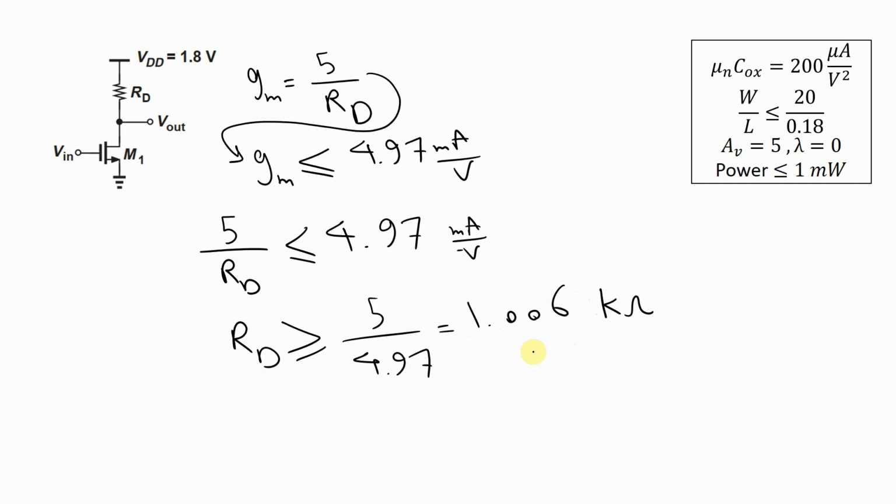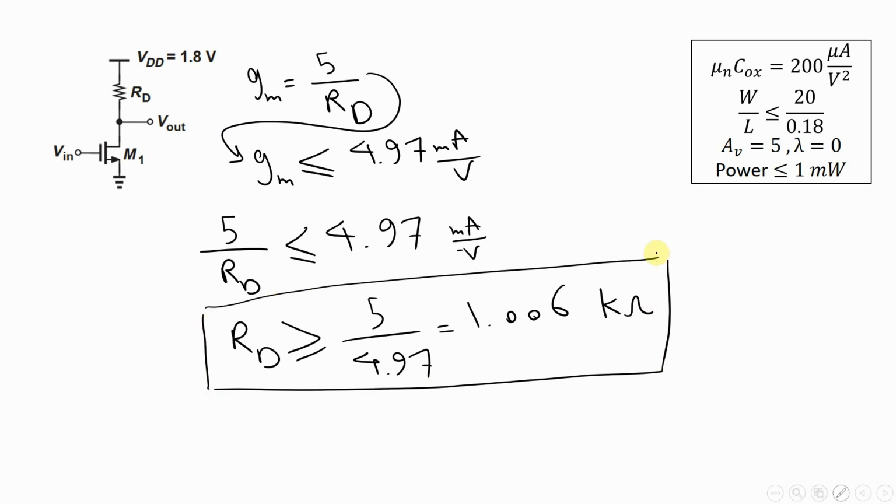This is the minimum value for RD in order to get this design having a gain of 5, and the power must not exceed 1 milliwatt with this W over L. This is the answer for RD, 1.006 kilo ohm.